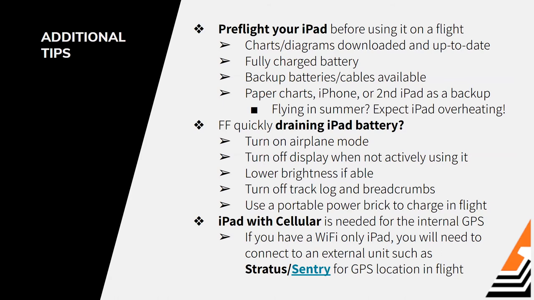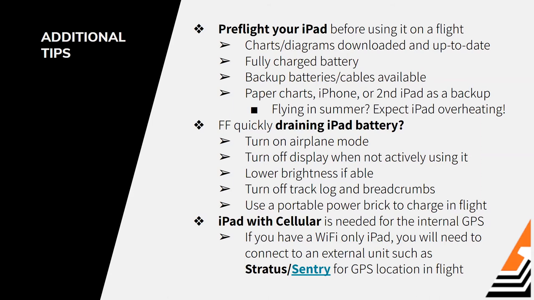I also get a lot of questions about what kind of device, what kind of iPad do I need to operate ForeFlight on? So I would recommend, and ForeFlight has a little page explaining all this stuff, but I would recommend getting an iPad with the cellular option. Don't have to activate it or anything, but you do want to have an iPad with cellular. The reason being, the cellular option comes with an internal GPS unit, which you can use to find your location as you fly. But if you have an iPad only with the Wi-Fi, you've got to connect it to some kind of external unit to find GPS location in flight.